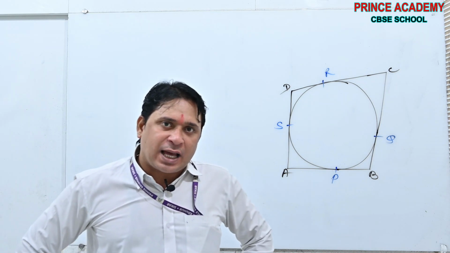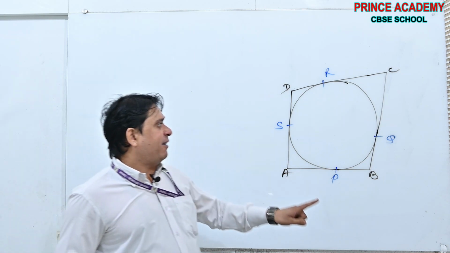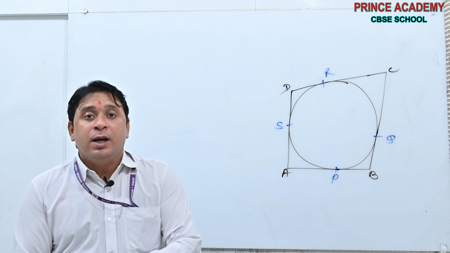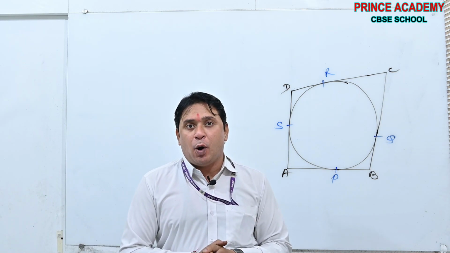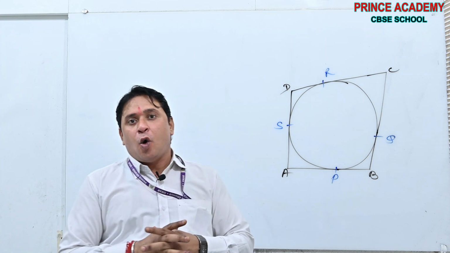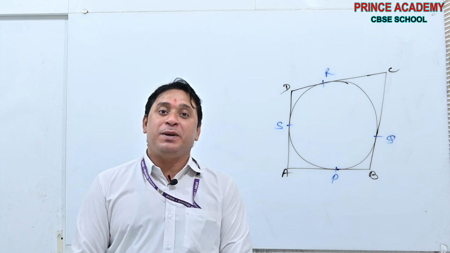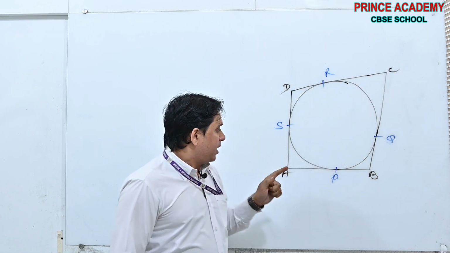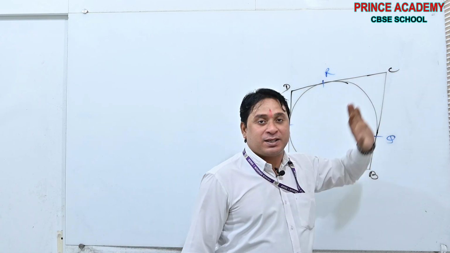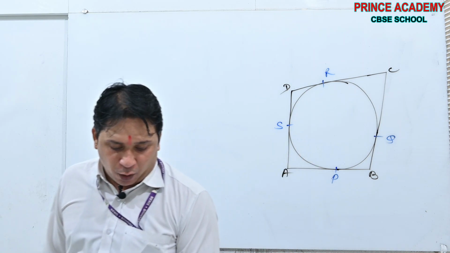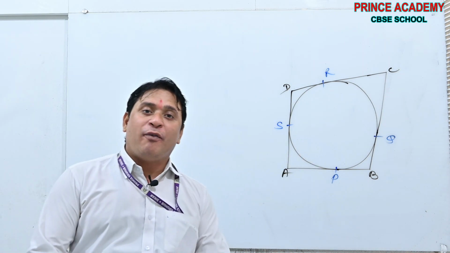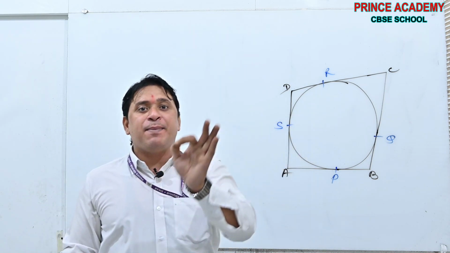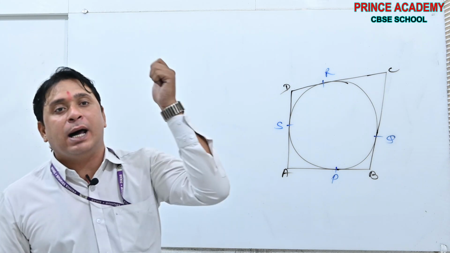And what does the theorem state, beta? Whenever there is a quadrilateral which is circumscribing a circle, in that case, the sum of opposite sides of the quadrilateral will be equal. AB plus DC is equal to AD plus BC. This is the theorem we have to prove. Sum of opposite sides of a quadrilateral circumscribing a circle is equal.